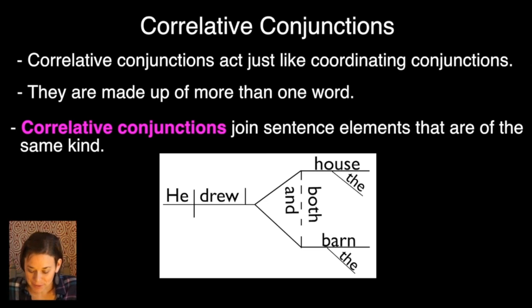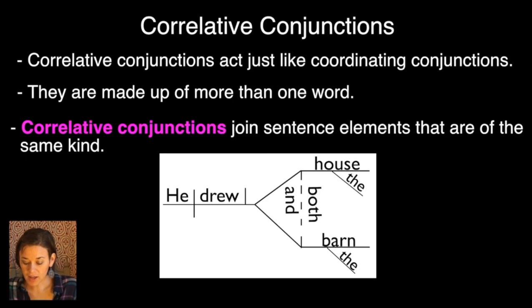So here's an example. The sentence is, he drew both the house and the barn. We have a subject, it's the pronoun he. We have a verb, drew. And if we ask ourselves the question, what did he draw? We have an answer, house and barn. So we know that the verb is transitive active and it has 2 direct objects, house and barn. So this sentence has a compound direct object.